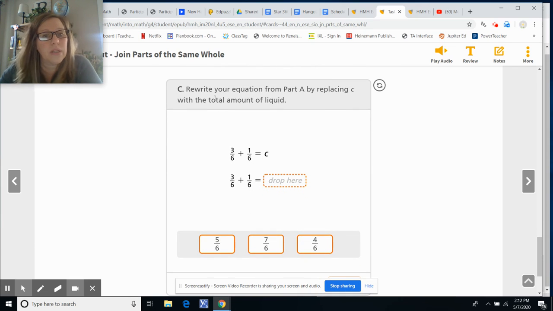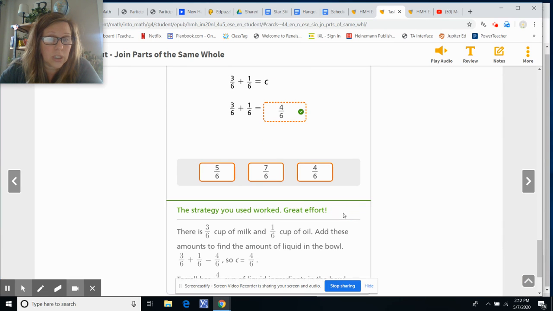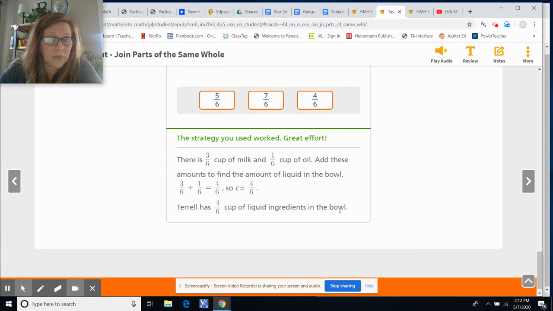Okay, so they want us to write now the equation to replace C. So we had this above. We said 3/6 plus 1/6 equals C. Well, what does C equal? 3/6 plus 1/6 equals 4/6. Let's check our answer. And if you said 4/6, you would be correct, because there is 3/6 cup of milk and 1/6 cup of oil. You're going to add these amounts together to find the amount of liquid in the bowl. So C equals 4/6.